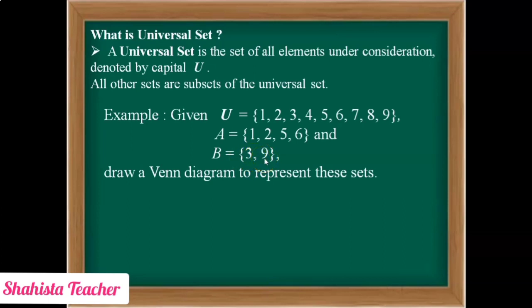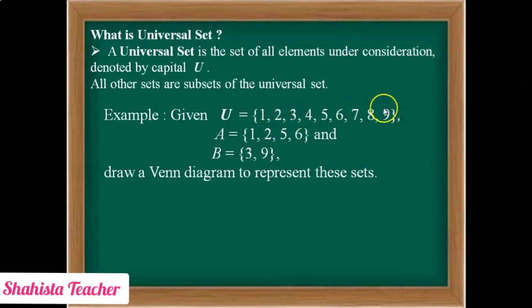So now let's check which is a subset. A is a subset of U. Why? Because A carries the elements 1, 2, 5, 6, all are there in U. That means A is a subset of U. At the same time, B is also a subset of U. See here, B carries 2 elements, that is 3 and 9, and these 3 and 9 are there in set U.